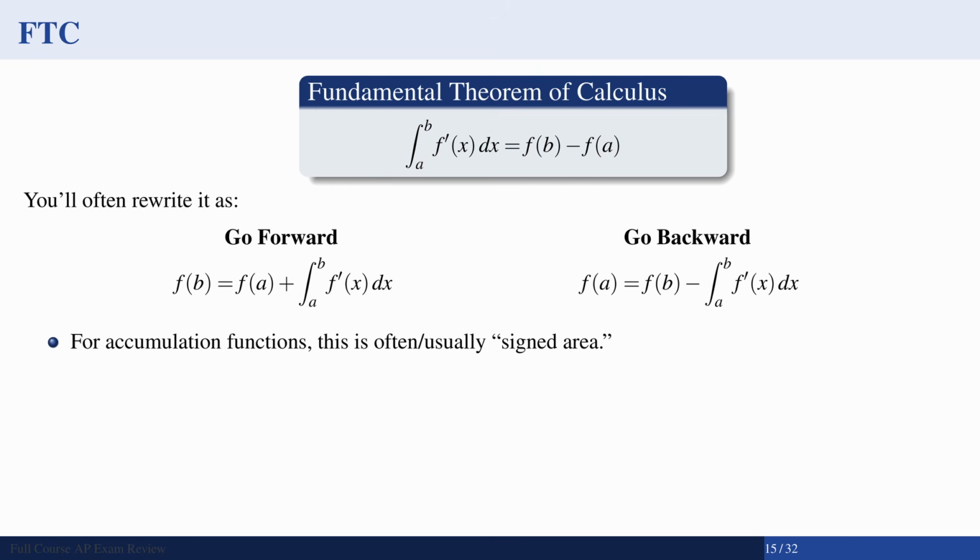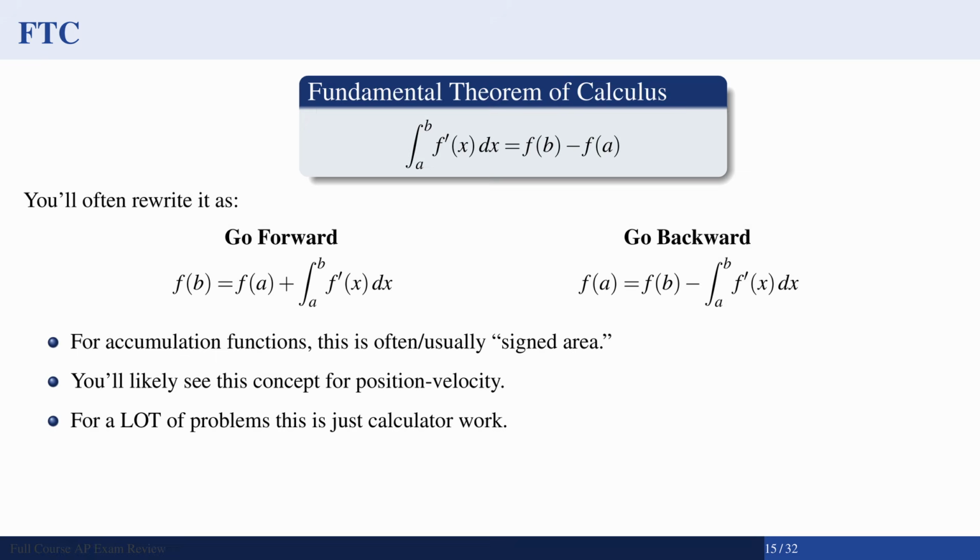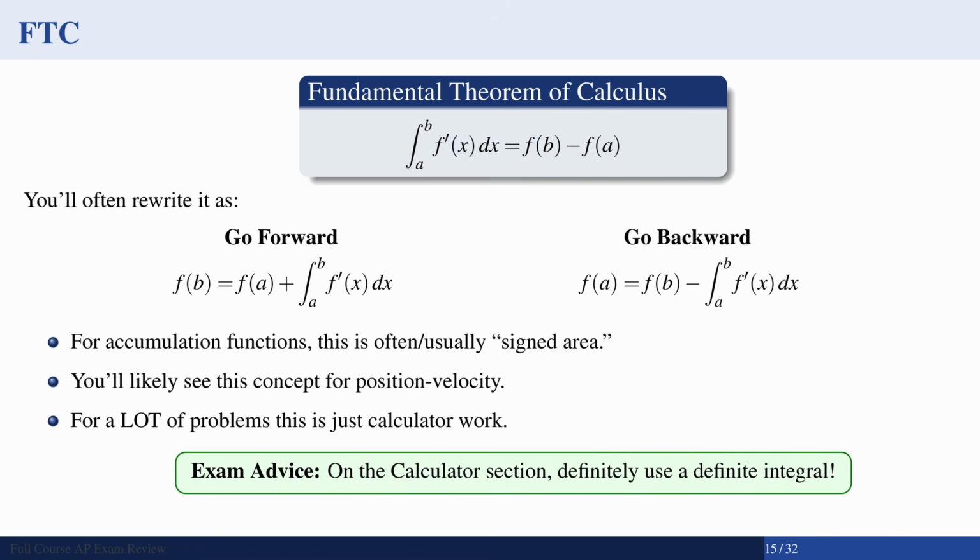So for accumulation functions, this is almost always, and we already saw it, it's going to amount to looking at signed areas where you are positive or negative based on if you're above or below the axis. You're also probably going to see this when you deal with position and velocity type questions. And then for a lot of problems, this is just going to be calculator. Now, my advice on the calculator section is just use the definite integral. In my class, we use a CAS calculator, which can find antiderivatives. The problem with that is they usually give you something that doesn't have a simple antiderivative. So you have to do the definite integral to get the answer that you're looking for.